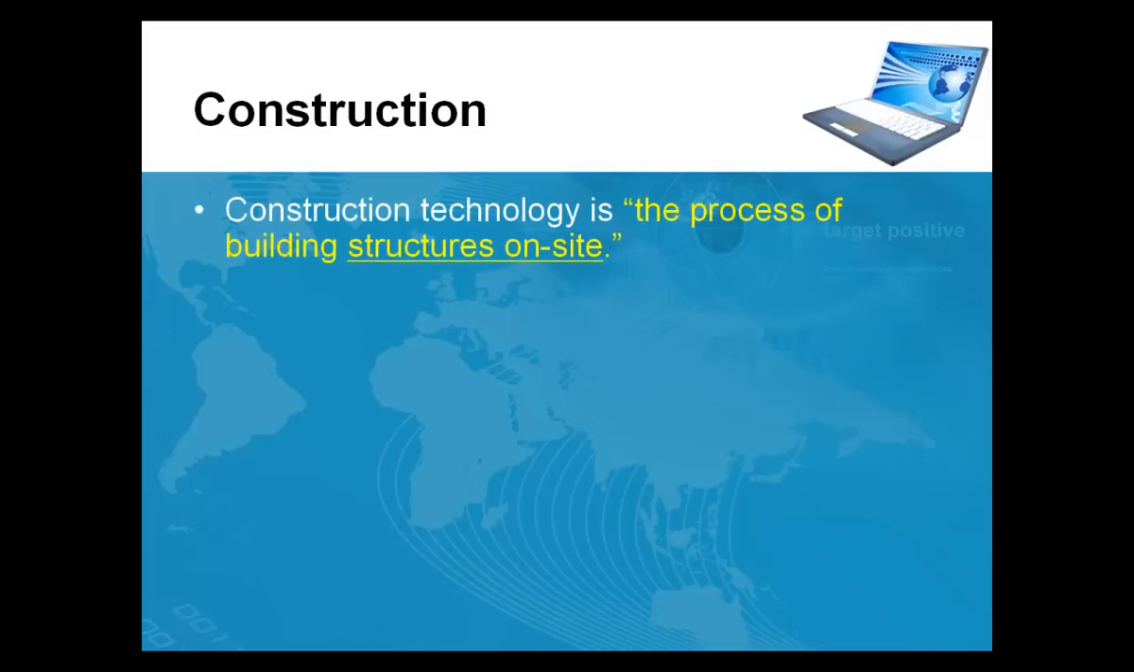Construction is the next area of technology, and construction is defined as the process of building structures on site. And on site is a key word. On site defines it and differs it from manufacturing. We're going to talk more about that in a minute.